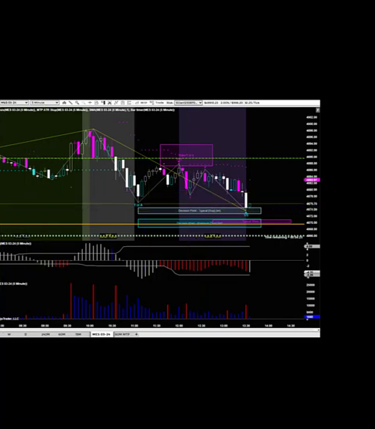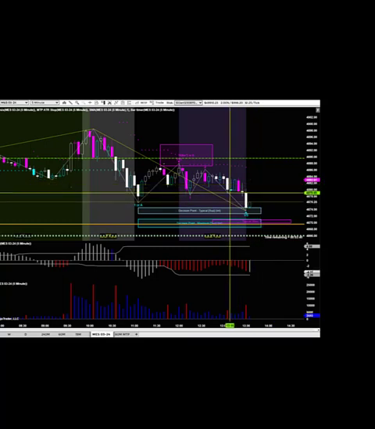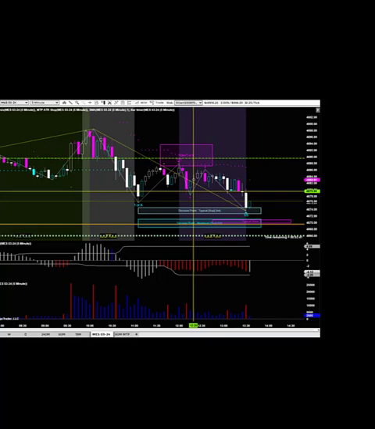Pause the video and come back when something unfolds. Okay, if you were managing this runner, like we discussed a minute ago, I would have my stop right here, about halfway into the middle of the wick on this low. So we're still a little ways from my trailing stop on the runner if I'm in this trade.